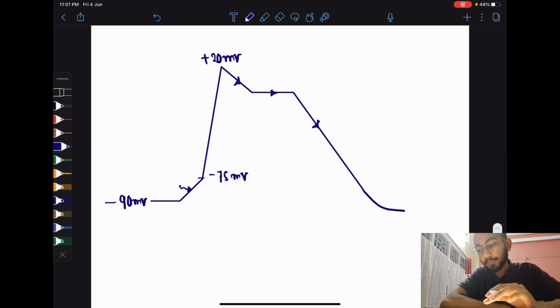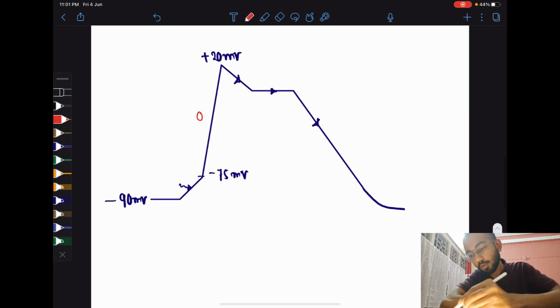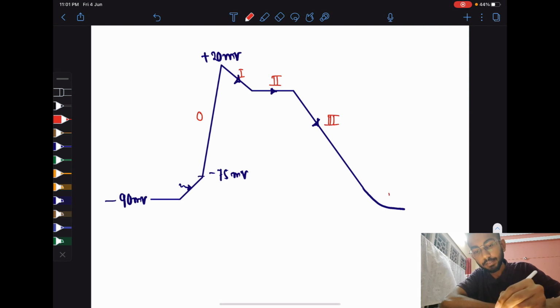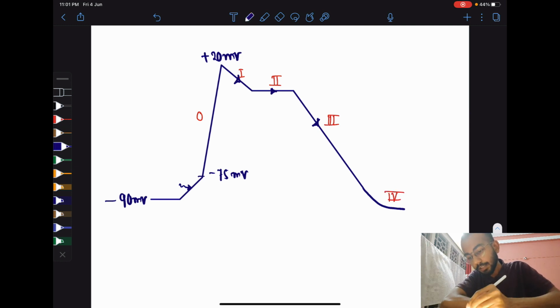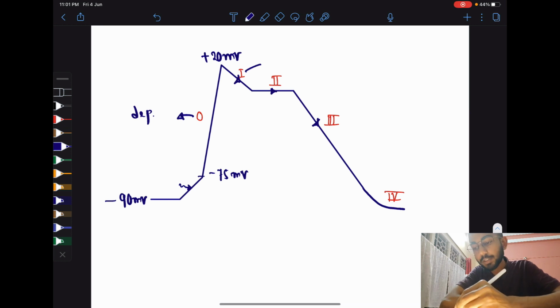So what are these different phases, guys? This plateau potential can be divided into different phases, which are phase 0, phase 1, phase 2, phase 3, and phase 4. This phase 0 is also known as what? Depolarization. Obvious. Phase 1 is also known as what?